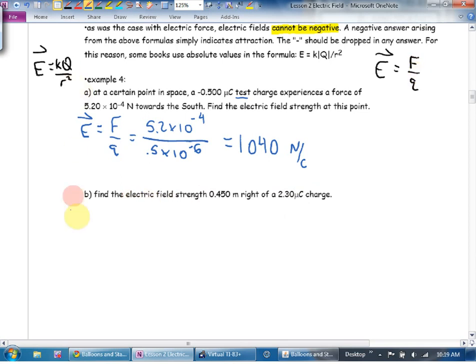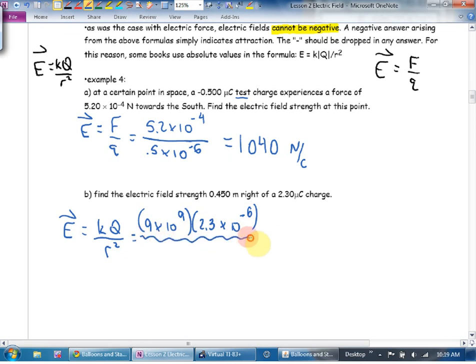The electric field is going to be KQ over R squared. It's going to be 9 times 10 to the 9th, times 2.3 times 10 to the negative 6th, all over 0.45 squared. You're going to find electric field answers are usually in the thousands, tens of thousands, or sometimes even hundreds of thousands. How big is the electric field here?